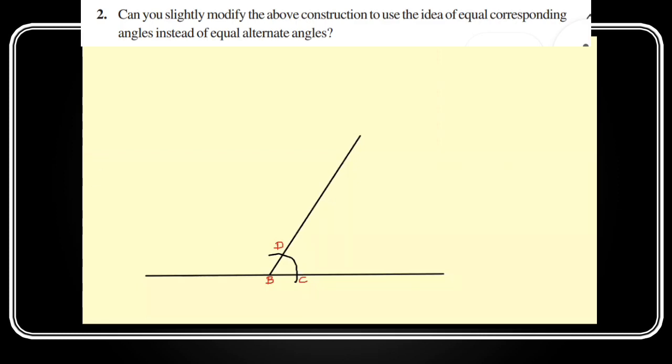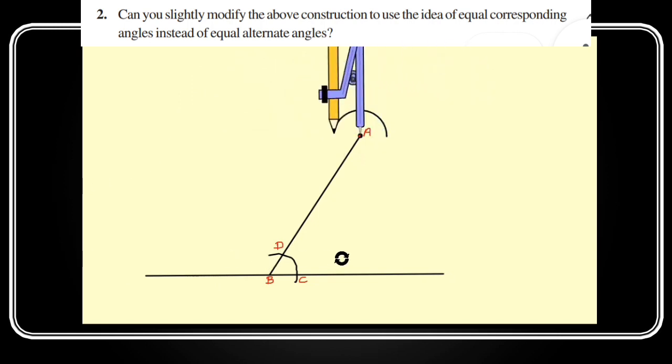Can you slightly modify the above construction to use the idea of equal corresponding angles instead of equal alternate angles? We have just seen how to draw equal alternate angles to draw the parallel lines. Now we will slightly modify the earlier construction to draw equal corresponding angles. So it is an angle that is already drawn. We will take BC as radius and then with point A, we will draw an arc that is outside AB. Earlier, we were drawing the arc that is cutting AB. Now we are drawing an arc that is outside AB.